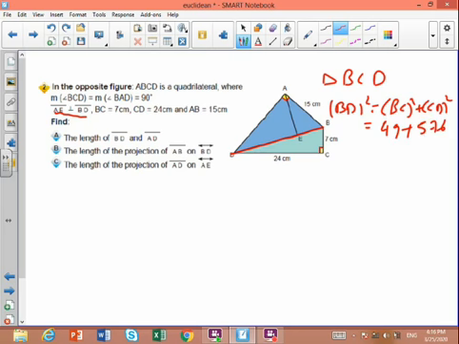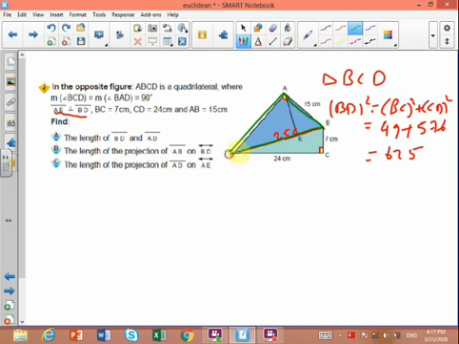So it will be equal 625. 625 under root, it will be 25. So the length of BD is 25 from Pythagoras, a normal way. Next one, he wants AD. Look at the triangle up, ADB.